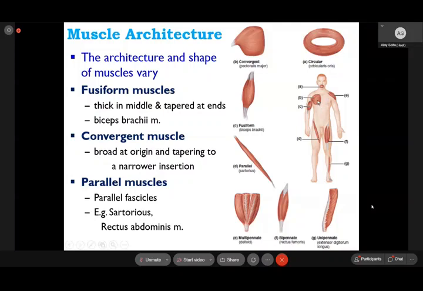See, this one is the deltoid, and the pectoralis major. The pectoralis major is convergent. And there are also parallel muscles, where the fascicles are arranged parallelly. The sartorius and the rectus abdominis are examples of parallel muscles. Rectus abdominis is found on the anterior abdominal wall.